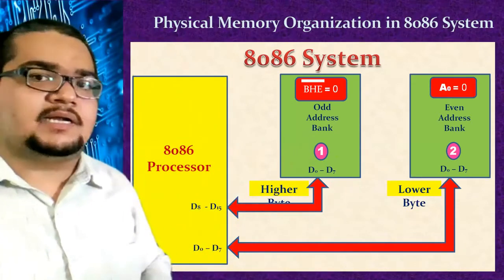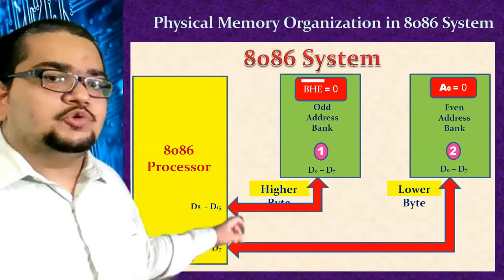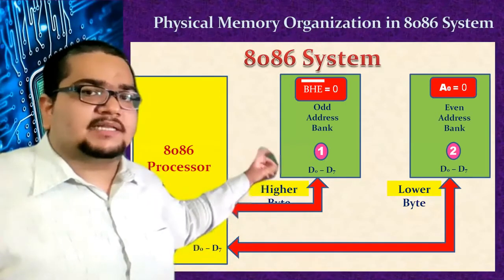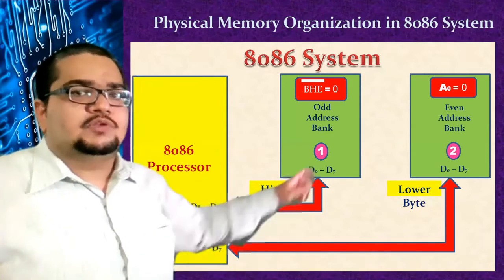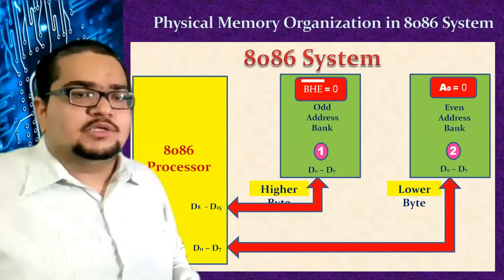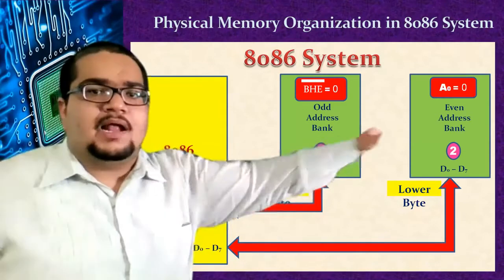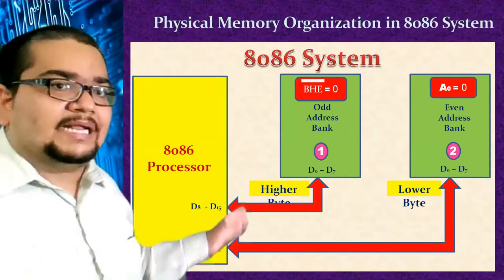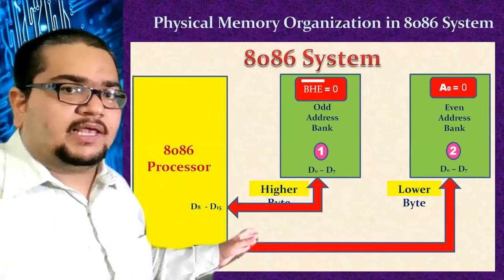How will they be activated? Obviously, you give A0 as 0 to chip select that one, and it will activate. You give BHE bar 0 to chip select that one, and that will activate. You can get 45 from the even bank and 12 from the odd bank together into our processor by these two 8-bit buses.